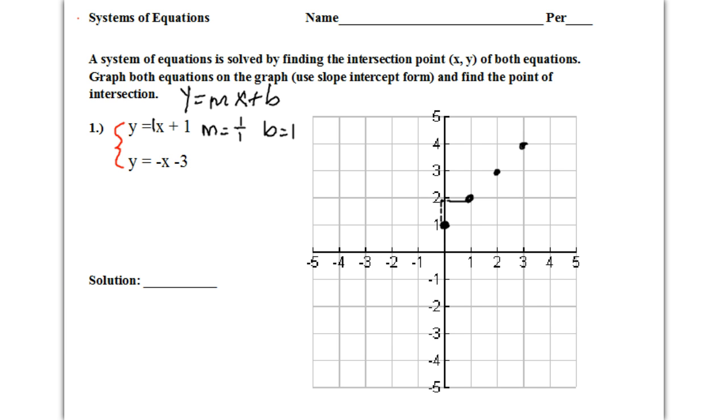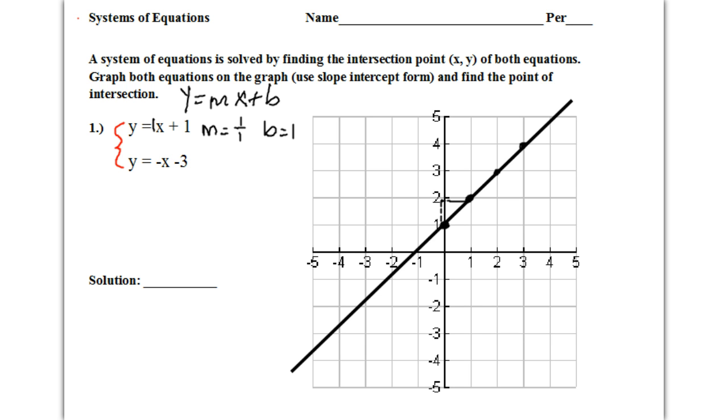So let's make our line here. I might need to fix it, but that looks pretty good. We'll straighten it out a little bit, and we'll have our line for that one. It's not letting me do it exactly.